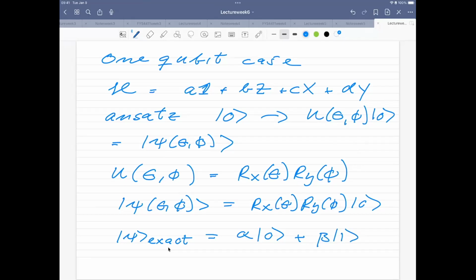So when we then optimize the angles here to find the optimal energy, then we're also finding the exact solution. So this is the basic procedure which we are going to deal with.